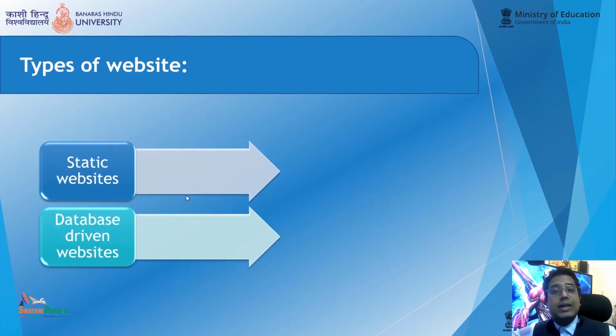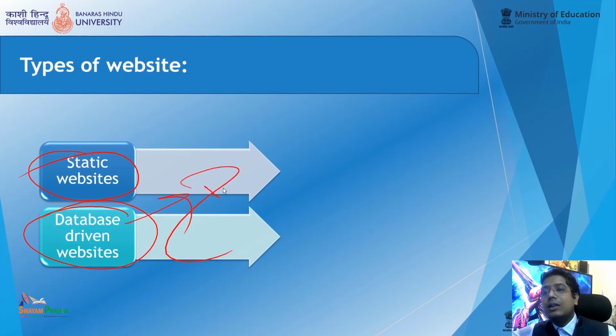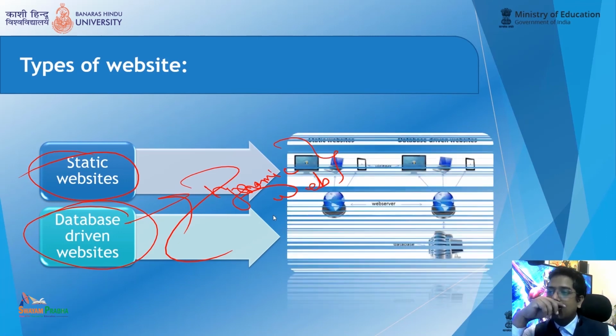So now coming to website types, there could be two types of website. First is what? Static website, and second is what? Database driven website. And sometimes we can say static and second is dynamic website also, right? So now let us discuss a bit about the data driven website also, right?